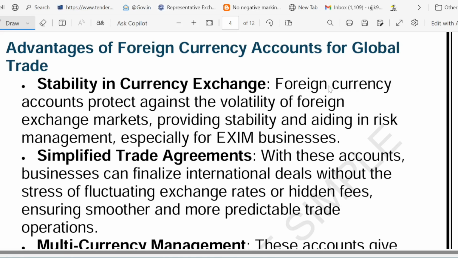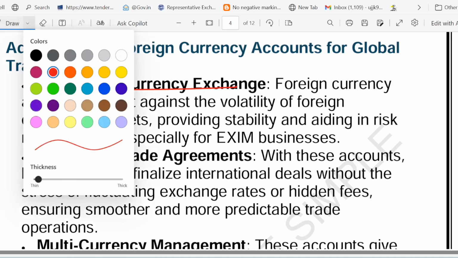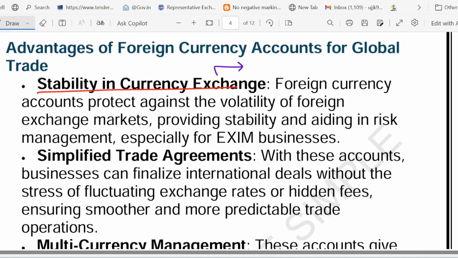First of all, the stability shield. You can see it here. What it means is it protects against scary currency ups and downs. For example, a Mexican exporter gets paid in dollars. So suppose when the peso drops, their dollar earnings are worth more pesos, so the crisis gets averted.